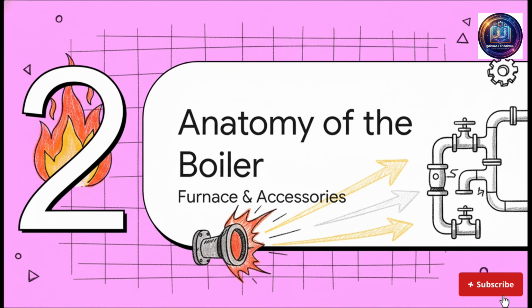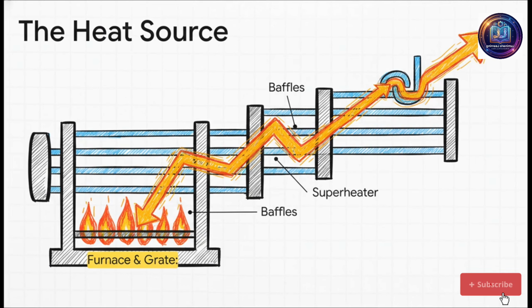Now let's talk about the other half of the equation, the furnace and all the accessories that actually create and direct all that heat. So below the water tubes is the furnace and grate, and that's where the magic, or I guess the fire, happens. Now, a less efficient design might just let all that hot gas shoot straight up and out the chimney. But here, the designers use these really clever fire brick walls called baffles. What they do is force the hot gases to travel in a zigzag path up and down across the tubes multiple times. This maximizes the contact time, squeezing every last possible bit of energy into the water.